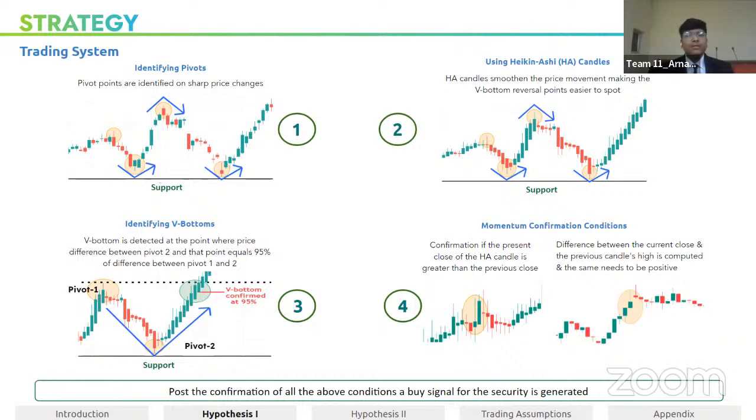To take apt trades for the strategy, we combine it with a pattern-based short-term momentum signal. In this, we check if the present close of the Heikin-Ashi candle is greater than the previous close, and if the difference between the present close and the previous high for the traditional candlestick is positive. If these conditions are met, we send a buy order for the stock.